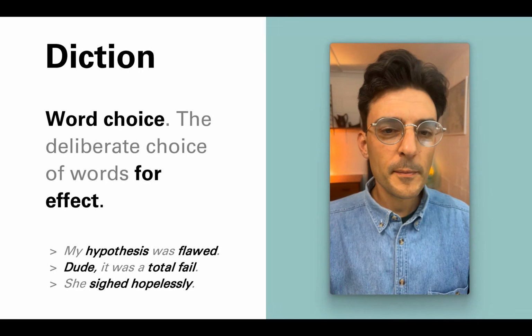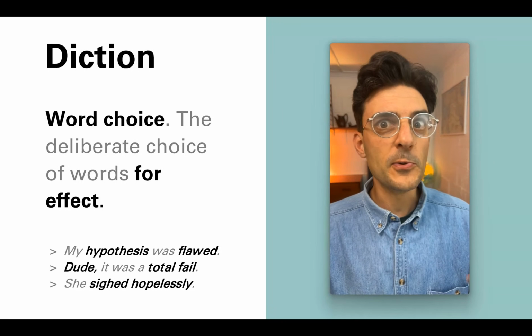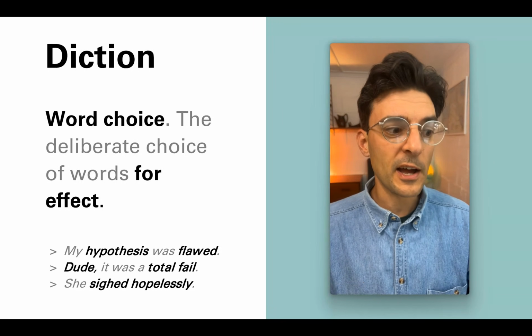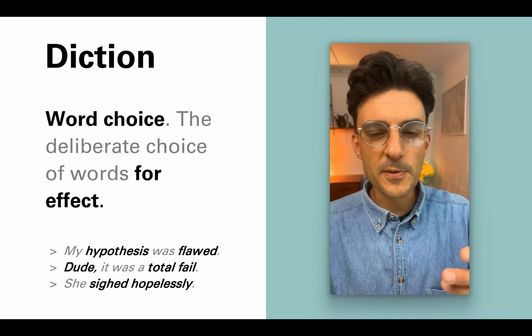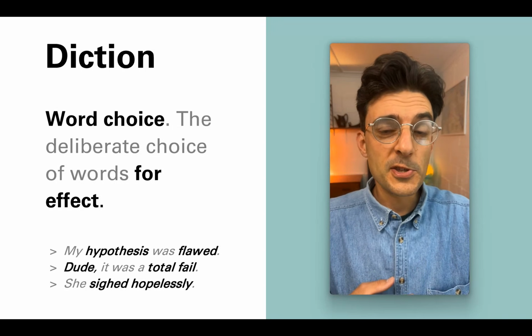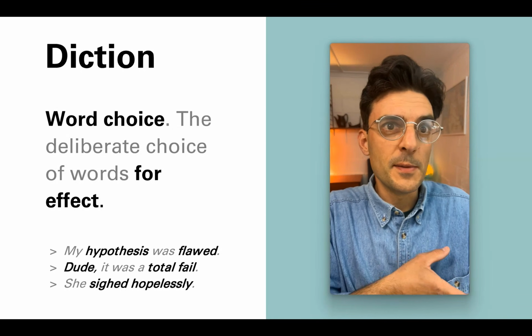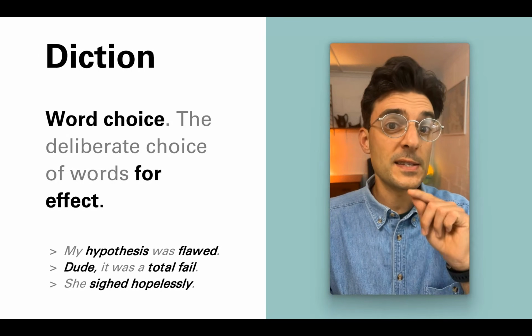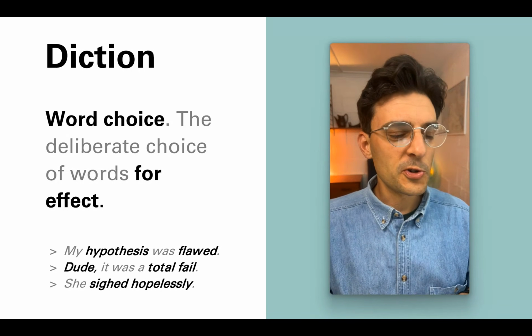Now, why is that relevant? Well, it makes me imagine quite a formal speaker because they're using quite sophisticated language like hypothesis and a word like flawed instead of bad. This formal diction helps to establish the tone and feeling of the text and maybe even helps me imagine the person who is saying this thing. So that's diction.